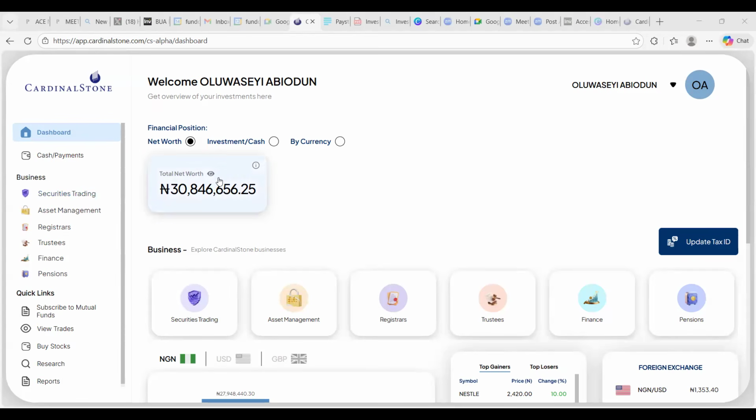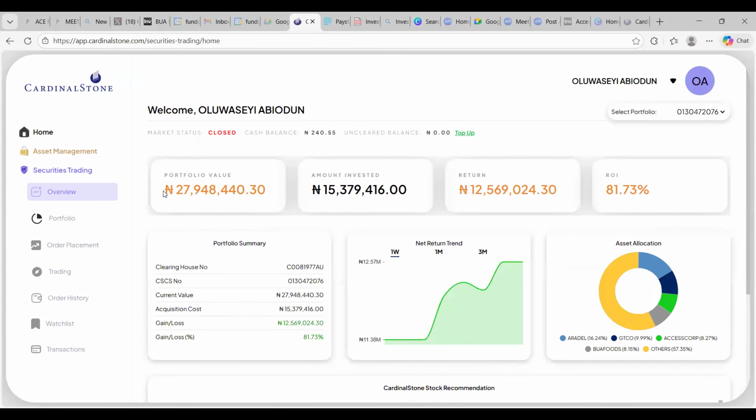So you can see in this account, I have a total net worth of 30 million. Some is in equity fund. If you look at this, total portfolio under stocks is 27 million. It means around 2 point something million will be somewhere else. That one is in equity fund. I will go and show you that bucket later. So you can see in this portfolio right now, the amount I actually invested is 15 million, but the return that I have made is 12 million. That is 81.73%. This is within 2 years.